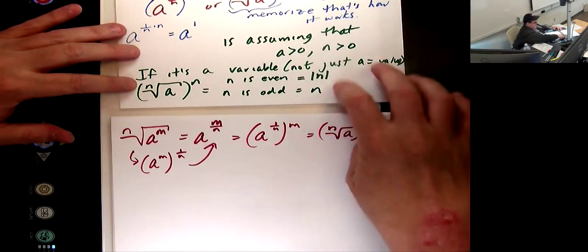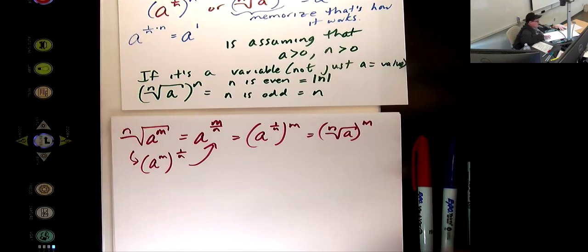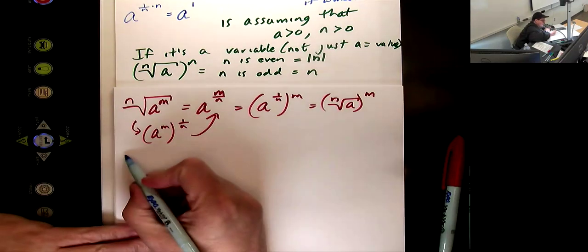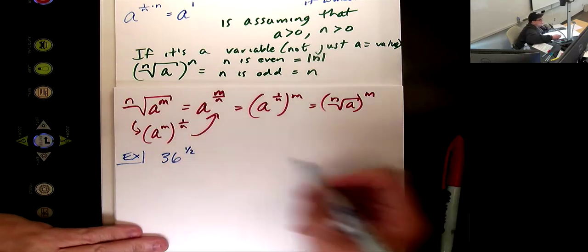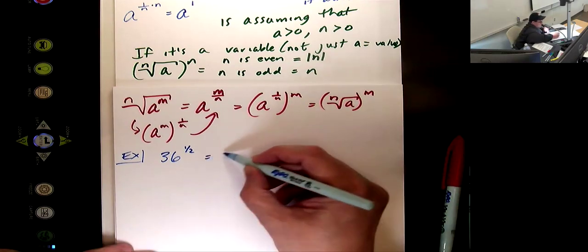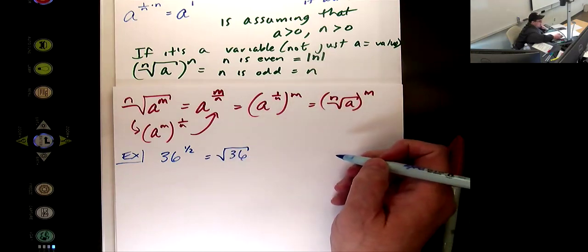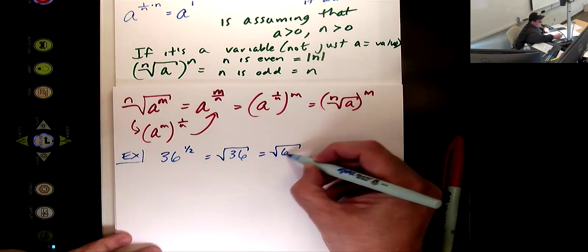So before I go into a little bit more detail, I need to give you a couple more rules on that. I just want to give you guys a little refresher practice on what this means. Let's just do some examples. What is 36 to the 1/2? 6. You might find this easier to rewrite as the square root of 36, which is the square root of 6 squared.